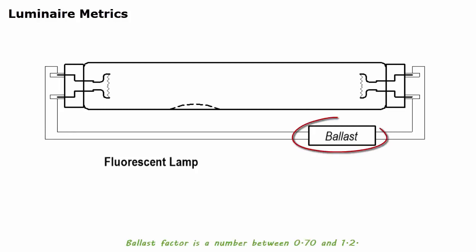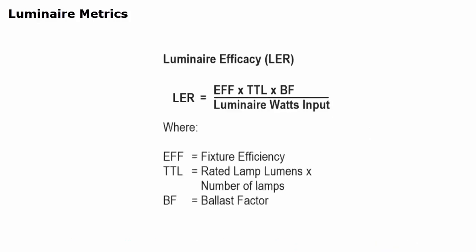Ballast factor is a number between 0.7 and 1.2. It is to account for the impact of the ballast on the lighting output of a fixture. Luminaire efficacy describes the efficacy of the entire luminaire, including the lamp, ballast, and luminaire efficiency. The luminaire efficacy rating, LER, is a metric for comparing the energy efficiency of different fixtures.